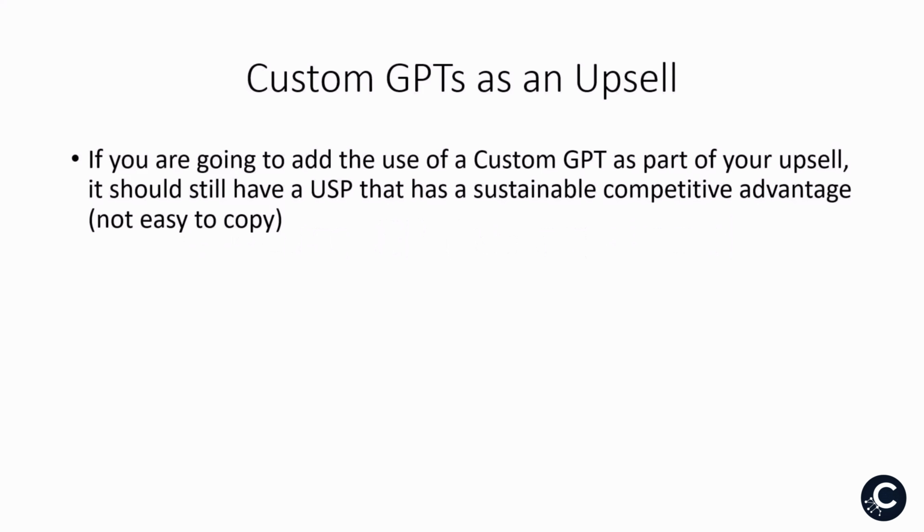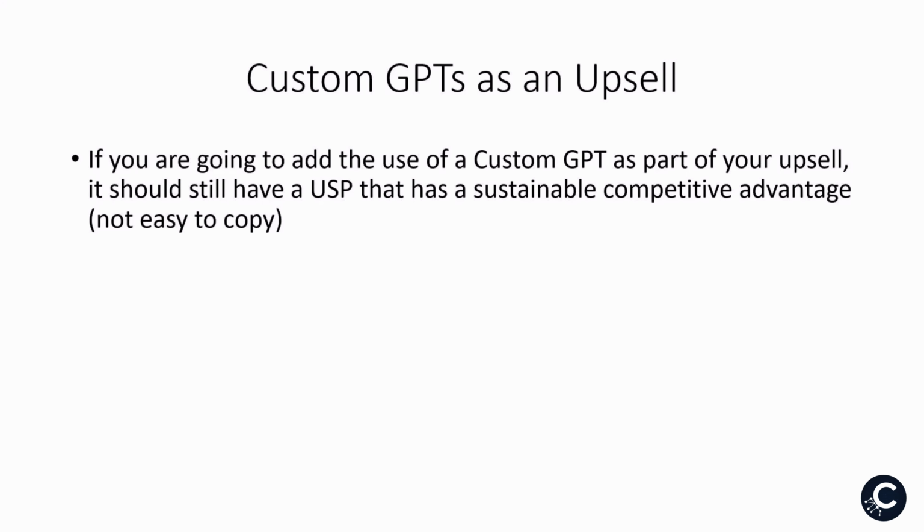If you're going to add the use of a GPT as part of your upsell, now understand something: the USP doesn't go away. So this is not different; it's on top of. So yes, regardless of all situations, your GPT must have a USP. It can't just be it's cool. It can't just be it does these things that other people know about. It should be it does these things other people know about, yet it's got this element that nobody else can put in there because it's got something that I put in there. Right? That's what your GPT has to have.